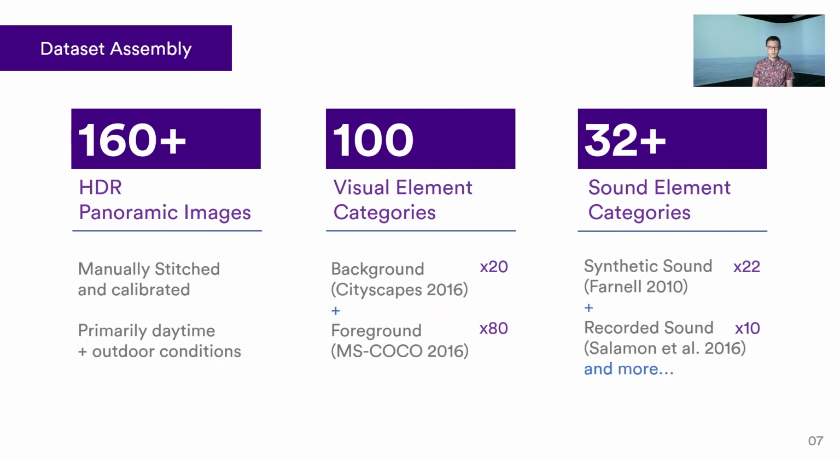For datasets, we use handcrafted panoramic images that are adjusted for display at the CRAIVELab as visual ground truth. We use two existing image datasets for two pre-trained visual recognition models, which collectively represent 100 visual element classes. We designate 32 of them as sound element classes and correspond them with synthetic and recorded audio datasets.